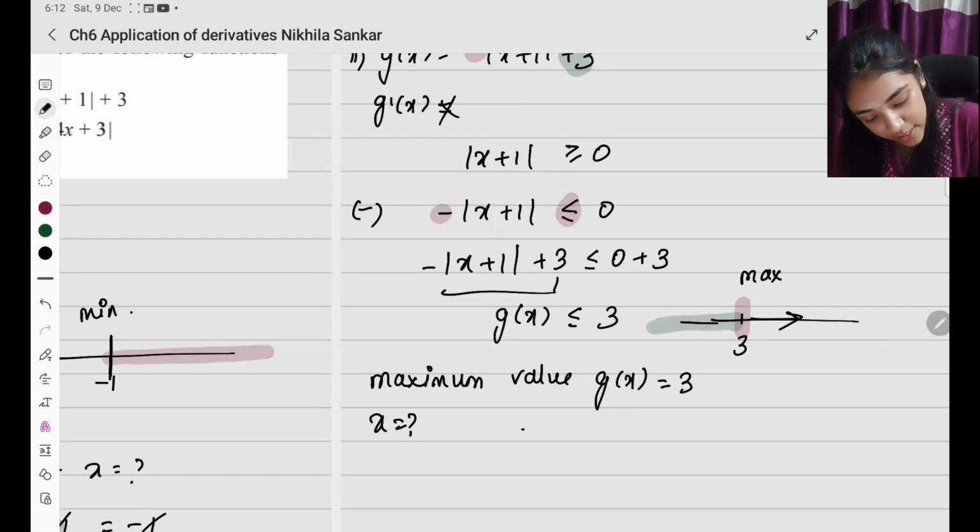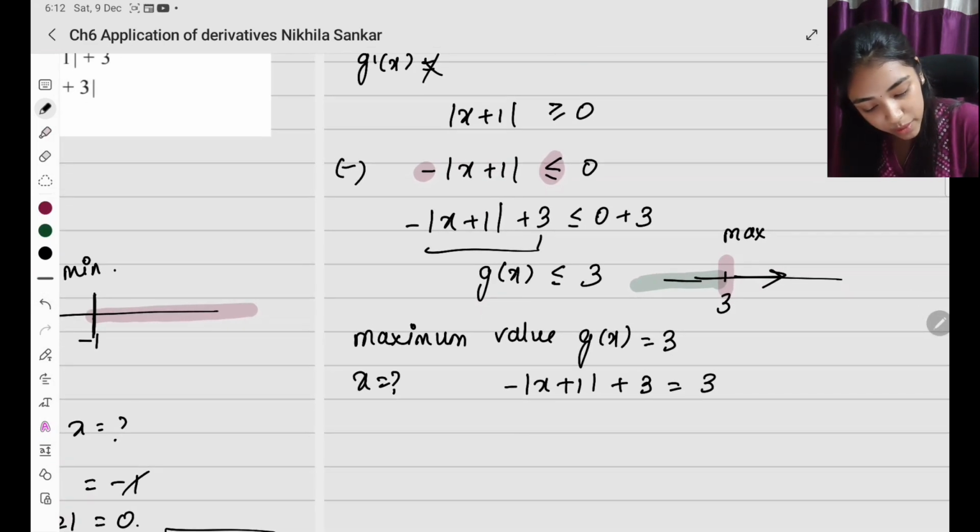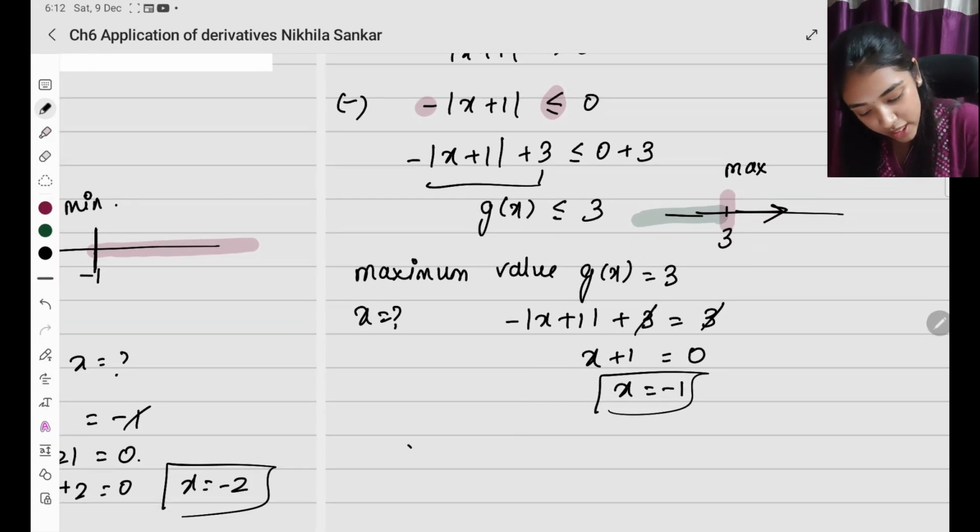So g of x is equal to 3 now. I have minus of mod x plus 1 plus 3 equals 3. I'm going to equate. So when I cancel, I have x plus 1 equals 0. x equals minus 1. So my final answer is at x equals minus 1.